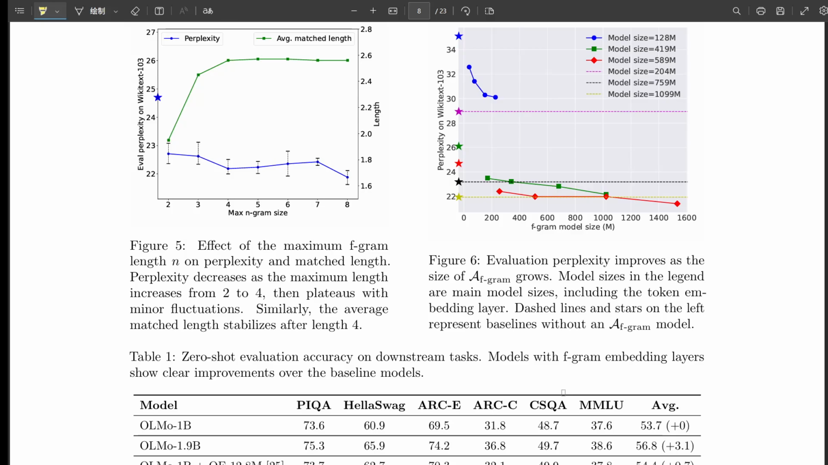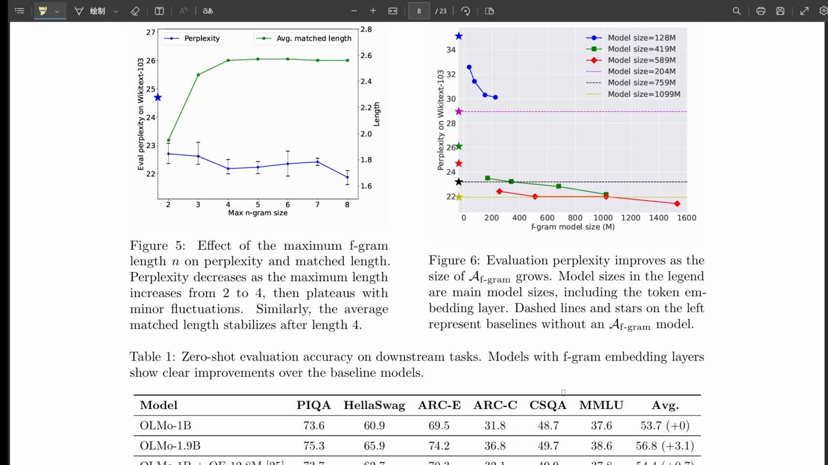Makes sense. But even millions, let alone a billion f-grams, that sounds like a massive lookup table. How much memory are we talking? And crucially, is it really fast enough to pull data from RAM or an SSD during inference without causing a major slowdown? They dug into exactly that, the practicalities. Section 4.3, Table 2, Figure 7.